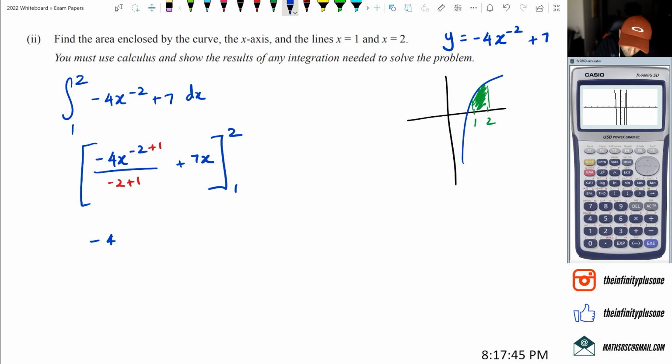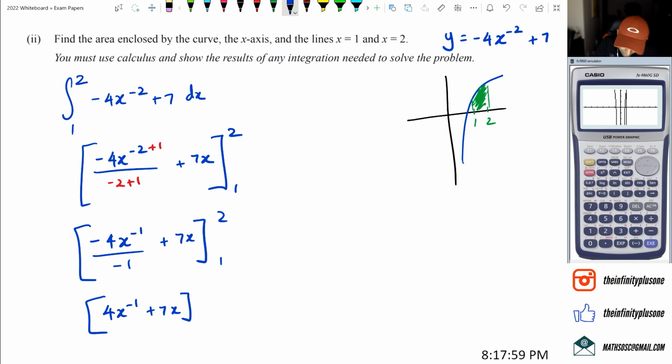So we're going to get negative 4x to the power of negative 1 divided by negative 1 plus 7x between 2 and 1. And I'm just going to write this as 4x to the power of negative 1 plus 7x between 2 and 1. Now, you could be a little bit lazy and just put this in the calculator and get what the answer is. And I'm going to kind of do that anyway. And the reason is, and I want to show you guys this, right?